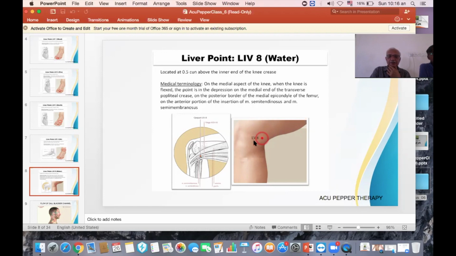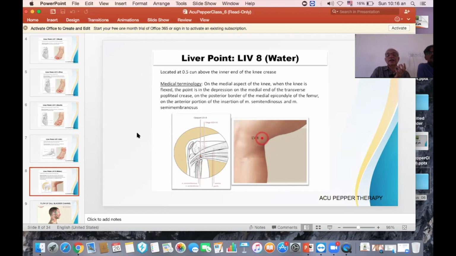Right? So, this is water. Otherwise, as I told you, the groin pain. Sorry, there is a lot of disturbance. Not able to concentrate.